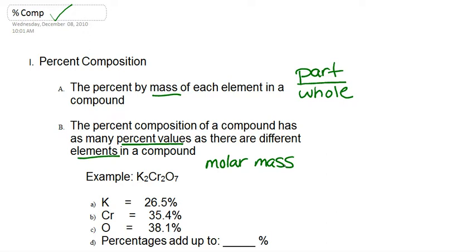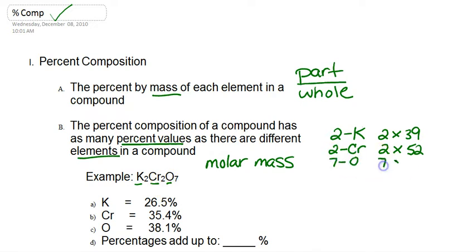So if you look on the periodic table, potassium, its molar mass, so we have 2 potassium, so it would be 2 times the molar mass, and I just round to the nearest whole number, so it would be 39. And then we have 2 chromium, so that would be 2 times that molar mass, which is 52. And then we have 7 oxygen, and so that would be 7 times the molar mass, which is 16. Go ahead and do all of that multiplication. So you would end up with 78, and then 104, and then 112.